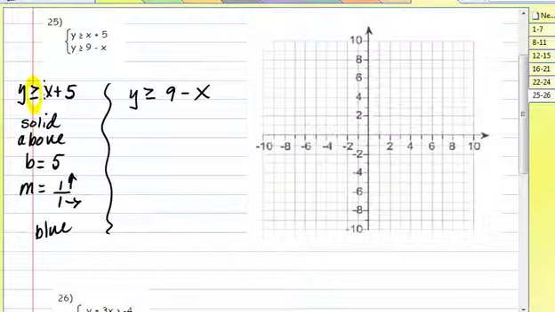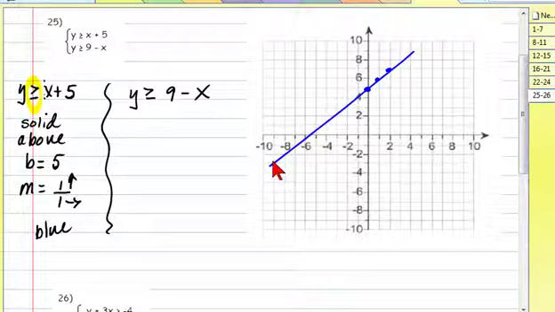All right, so I begin at 5. Let me scoot this over just a little bit. We'll kind of lose some of the work here in the class. All right, I begin at 5. From there, I go up 1, right 1, and I could do that as many times as I need. I need a solid line. And I need to shade above it.